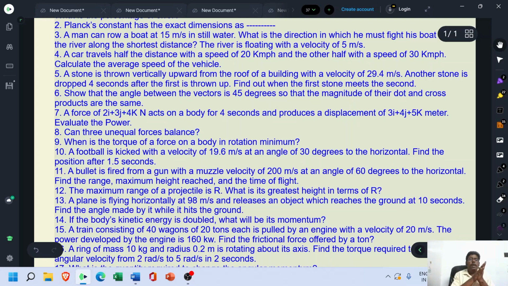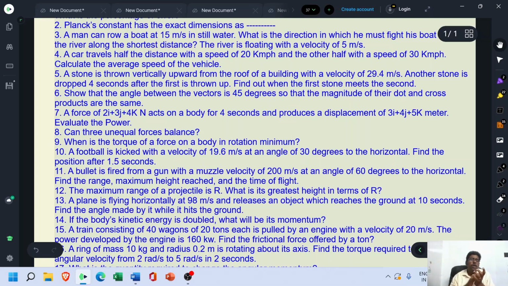Fifth question. A stone is thrown vertically upward from the roof of a building with a velocity of 29.4 meters per second. Another stone is dropped 4 seconds after the first is thrown up. Find out when the first stone meets the second.